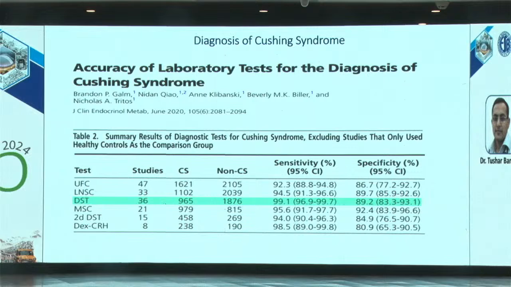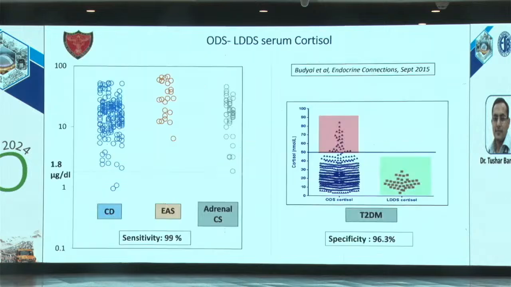Overall, this test is very good. It's very sensitive, 99% sensitivity, but the world over, people used to be worried about the specificity of this test, which is around 90%. In our setup, the sensitivity is 99%, and in fact the specificity is also around 97%. We did a study of 1,000 type 2 diabetes patients with moderate to severe diabetes with obesity, and the false positivity was only 2.3 to 3%, stating that this is a very good test. It is sensitive as well as specific in ruling out Cushing's and making your diagnosis. It's a very simple test to do.